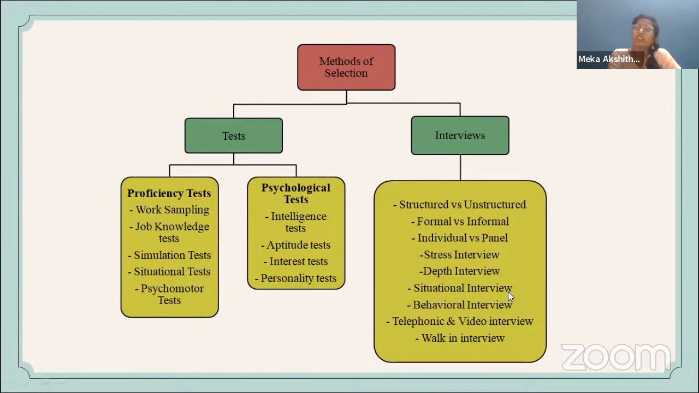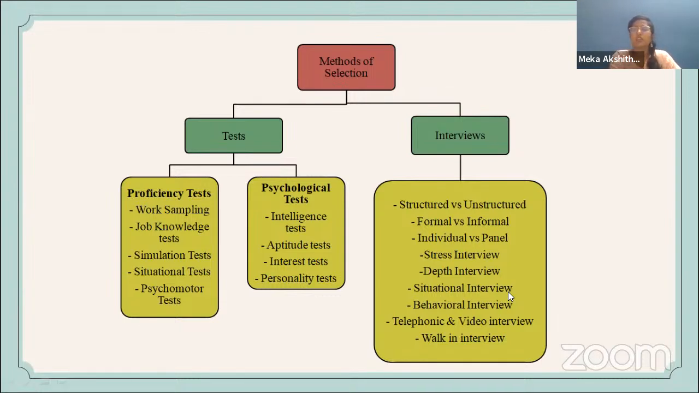Then comes the telephonic and video interview. In a telephonic interview, the interview is conducted by call, on the telephone, where the interviewer asks you questions and you answer. It is only verbal communication. Then comes the video interview, with video chatting, where the interviewer and the candidate are able to see each other. The interviewer asks some questions and the candidate responds.